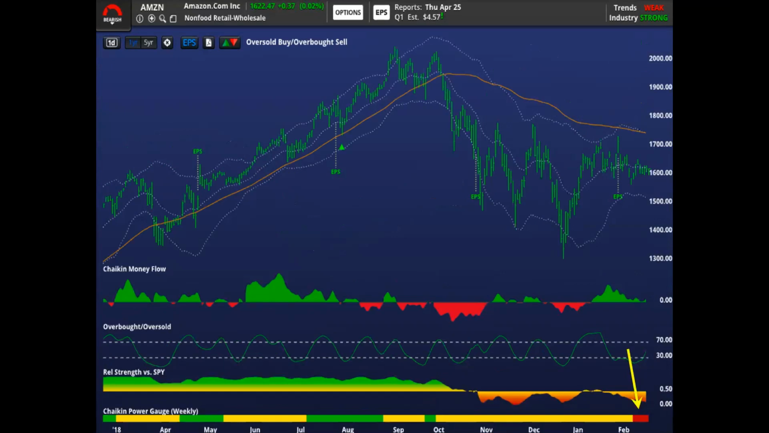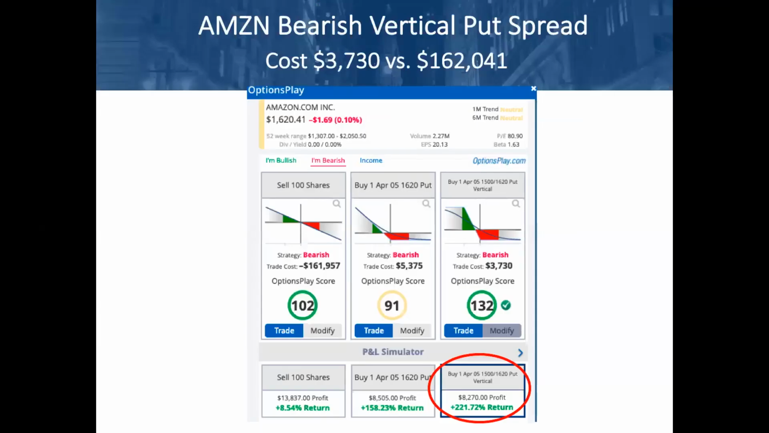Now, if you're bearish on the market or looking for downside opportunities, the power gauge rating on Amazon has just turned bearish. Amazon is a $1,622 stock, so I don't think too many people are prepared to short 100 shares of Amazon and commit 161,000, or 82,000 in a margin account, with all that risk, unlimited risk if the stock goes against you and goes up. But if you've got a big enough account, you could put on a bearish vertical put spread.